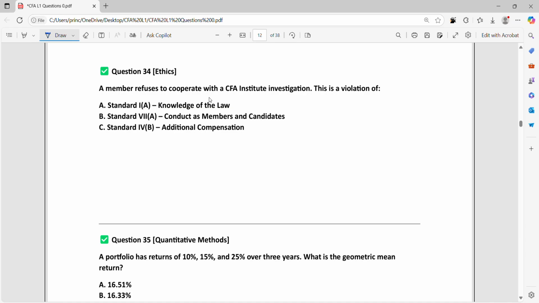A member refused to cooperate with a CFA Institute investigation. Is this a violation? Yes, it's a violation. So it's not about the knowledge of a law, not even an additional compensation. Correct option is B.